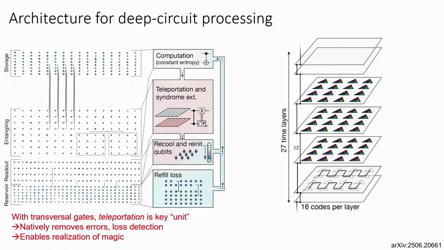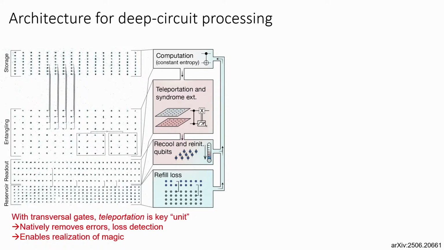And we studied this with multiple different types of codes. Here in particular, I'm showing Steane codes, where we have 27 time layers and 16 codes per layer. We entangle atoms within a space layer, but we also entangle them between different time layers. And here we did up to several hundred, or in some cases up to 1,000 logical teleportations.